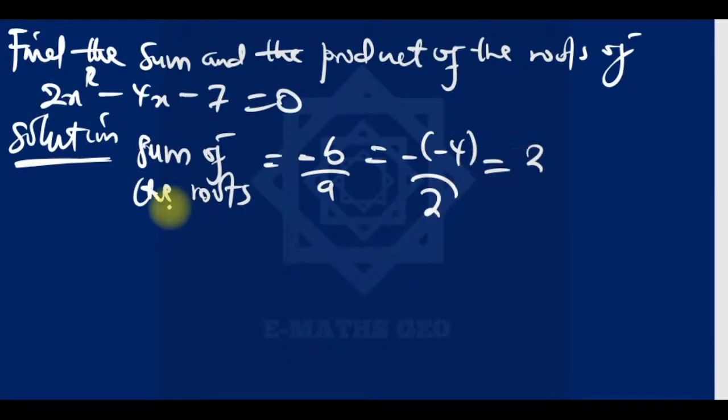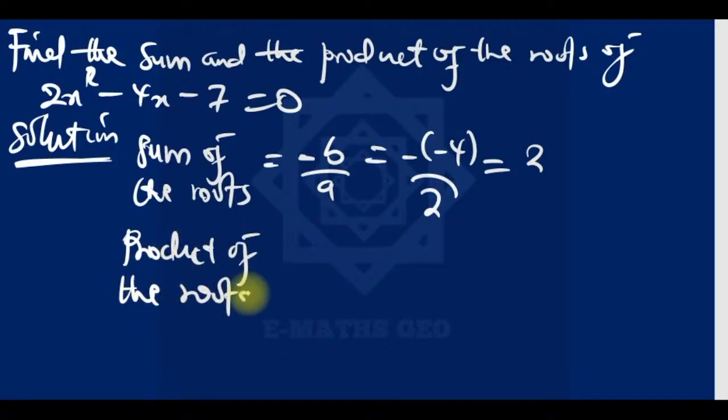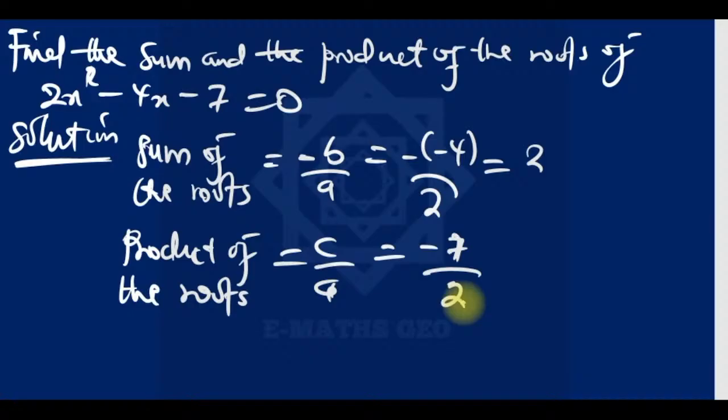So instead of wasting time solving for the roots individually, just apply this formula. Why the product? It is just c over a, this constant term, which is minus 7 over the coefficient of x squared, which is 2. So that's our answer. So whenever you're asked to solve, just don't waste your time. Use this formula. It's very important.